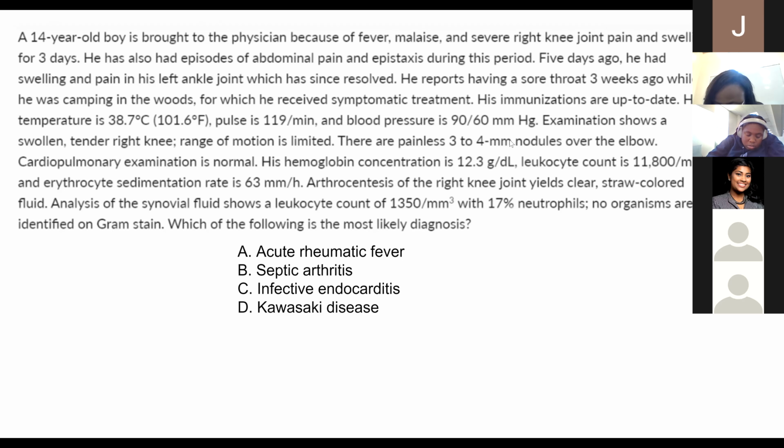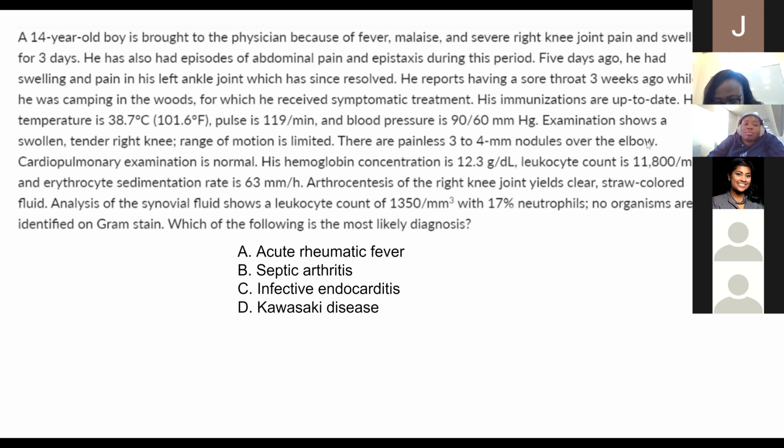Painless 3 to 4 millimeter nodules over the elbow. Okay, do we know what those nodules are? Well, if it is acute rheumatic fever, what am I checking off of? What is the criteria called? Jones criteria, perfect.